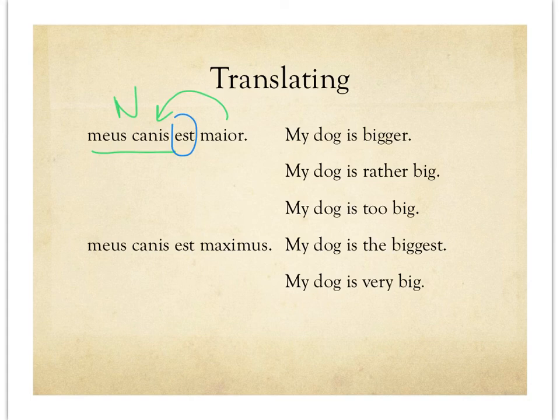Similarly, we can use this superlative in a slightly different way. If we say, meus canis est maximus, my dog is the biggest. It's the biggest dog in the world. Or we might just mean it is a very big dog. That is, compared to all the dogs, it's pretty much one of the bigger dogs out there. It is very, very large, right? So these are variations. Sometimes if saying more or most, or -er or -est, doesn't really seem to make a whole lot of sense, you might want to try one of these other translations.